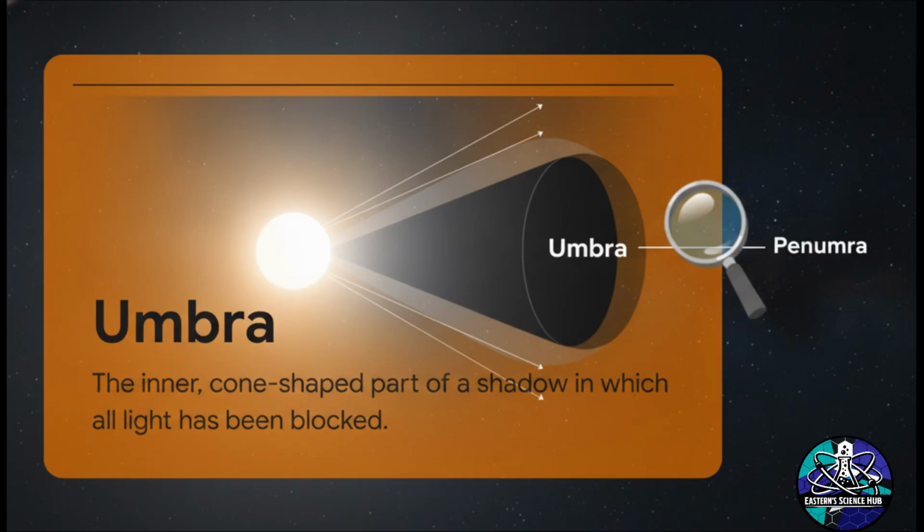I want you to picture the very center of a shadow, the darkest, deepest part. In physics, we call this the umbra. The umbra is the inner, cone-shaped part of a shadow, where absolutely all of the direct light from the source has been blocked by the opaque object. Zero light makes it past this point.